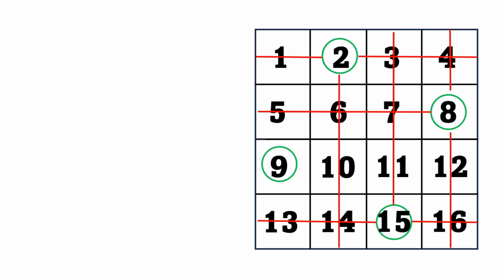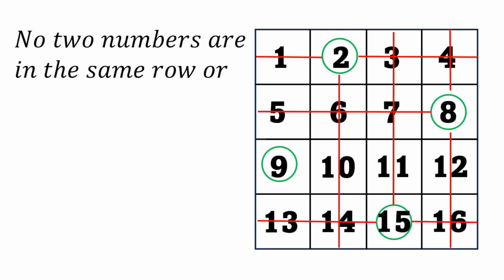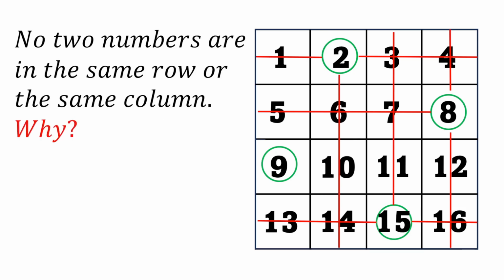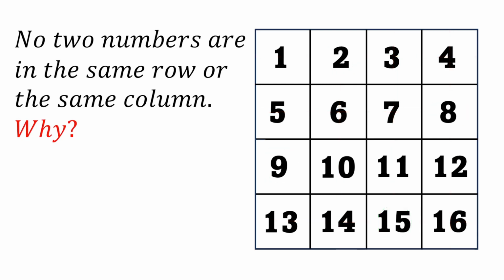So let's see. First thing we want to notice is that no two numbers are in the same row or the same column. Why is that? Well, let's see. If we were to pick the numbers in a systematic way, we can show why no two numbers are in the same row or the same column. To start off with, we have 4 rows and 4 columns to choose from. After we choose the first one, that eliminates 1 row and 1 column. So that leaves only 3 choices for rows and columns left.